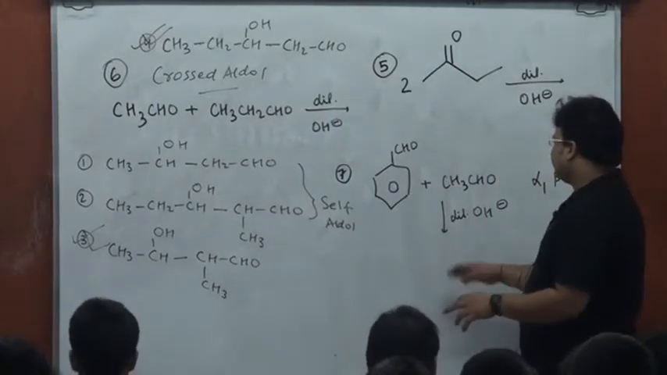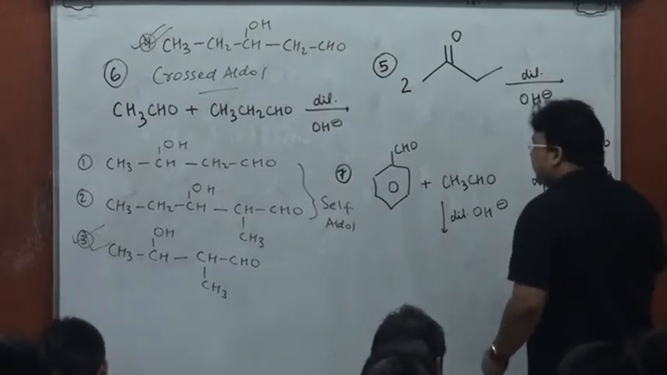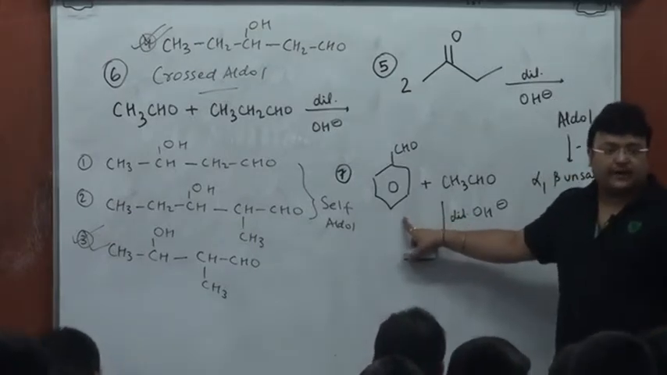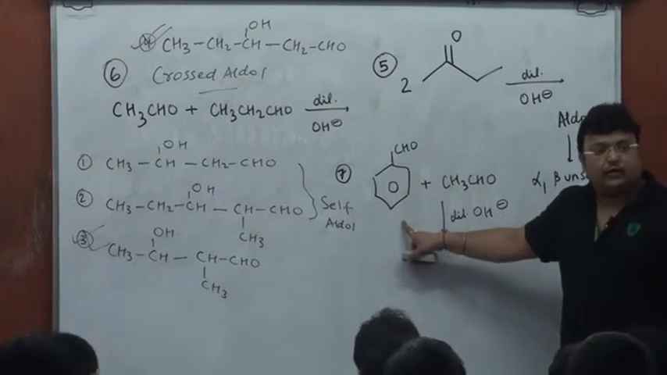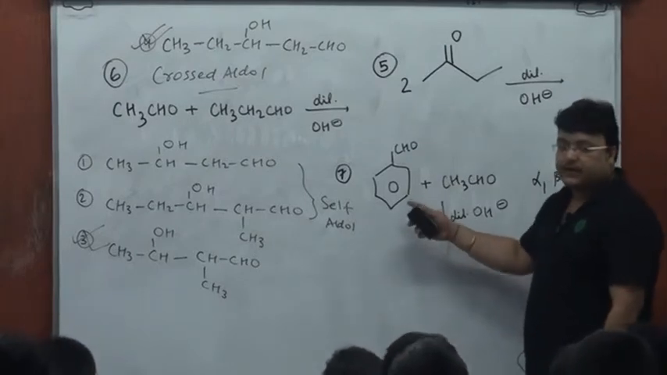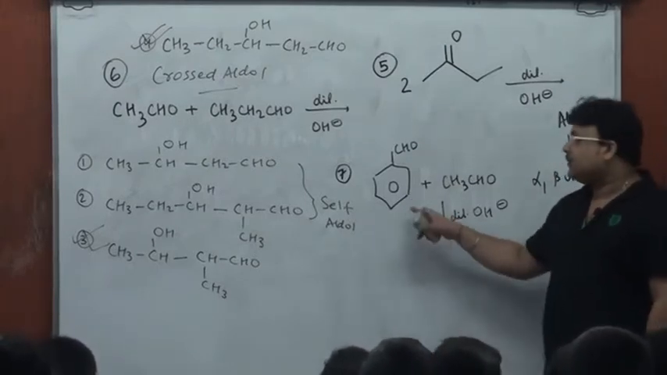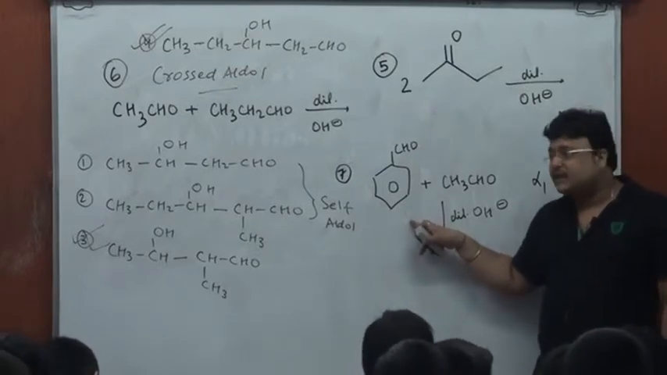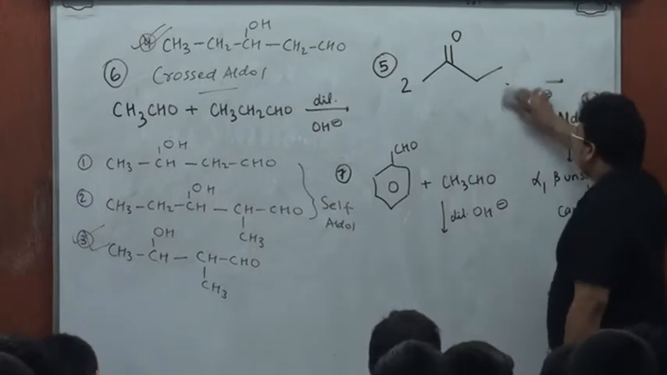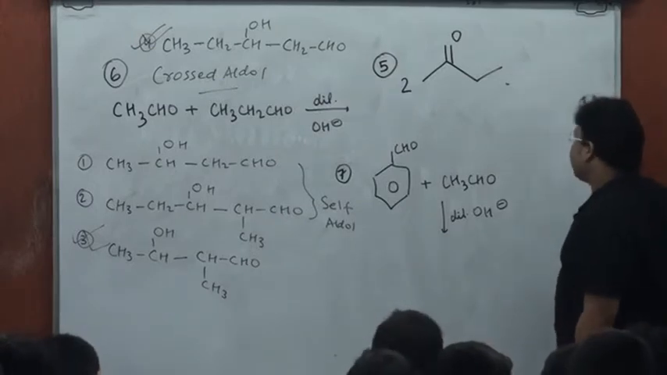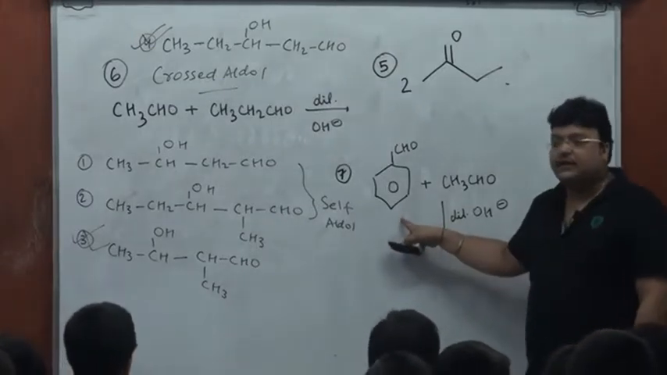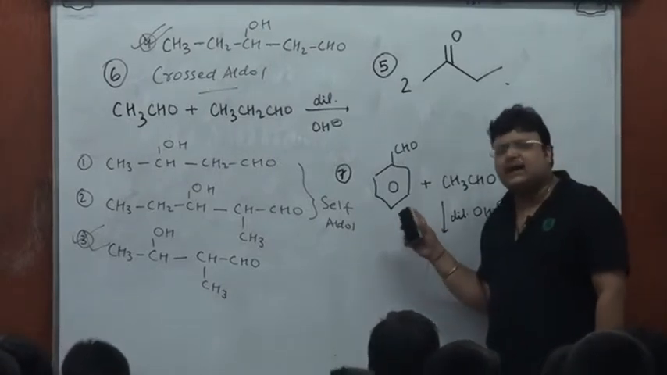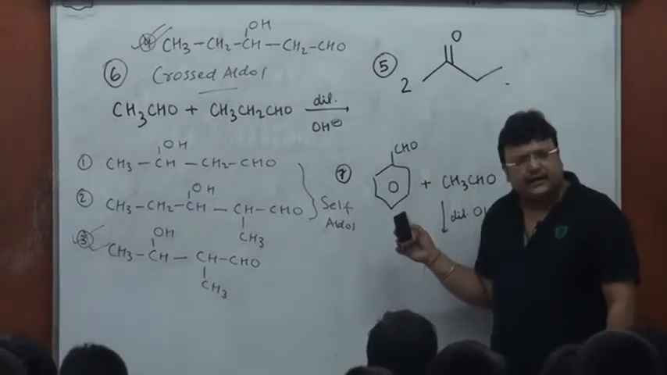Talking of problem 7. Now out here you find benzaldehyde having no alpha hydrogen. If benzaldehyde doesn't have any alpha hydrogen, self aldol of benzaldehyde is ruled out. Its self aldol will not happen. It cannot generate a nucleophile. It can only act as an acceptor.